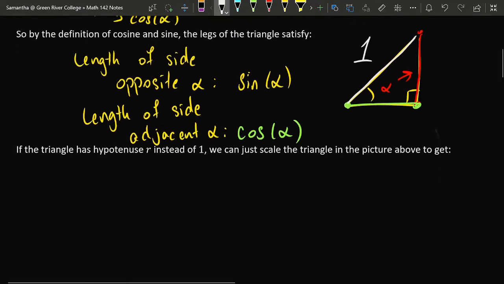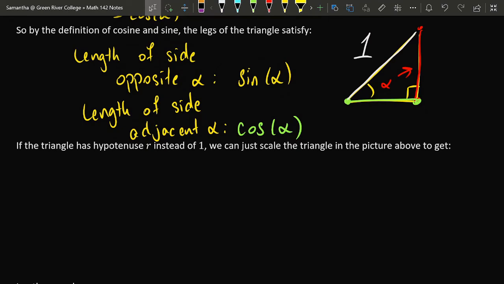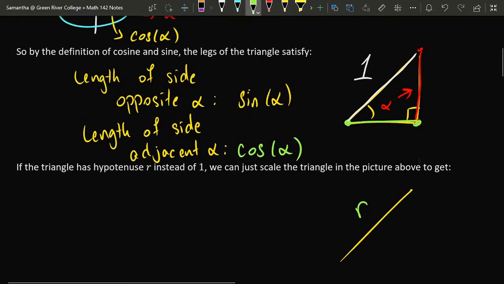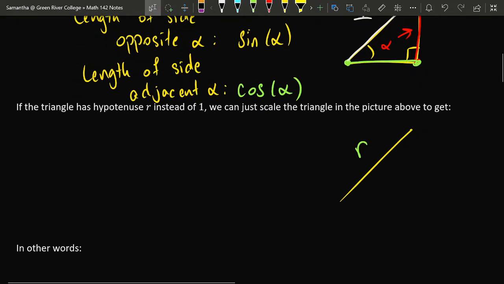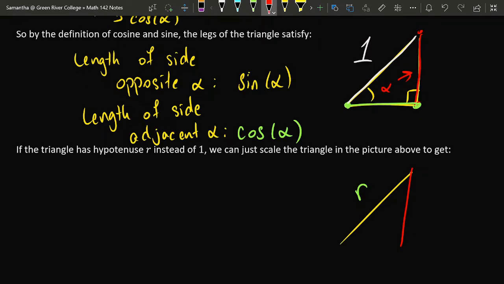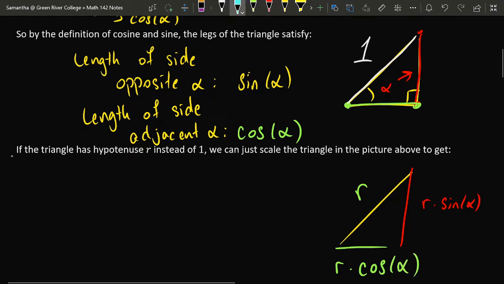Okay, well, what if your triangle's hypotenuse has a length that is not equal to 1? What if your triangle has a hypotenuse of some other length? Let's call it r, perhaps. Well, if you scale up the hypotenuse going from 1 to r, then that will also scale up the lengths of the other two sides. So 1 becomes r, sine becomes r times sine, and cosine becomes r times cosine, if angle alpha is positioned here in the bottom left.